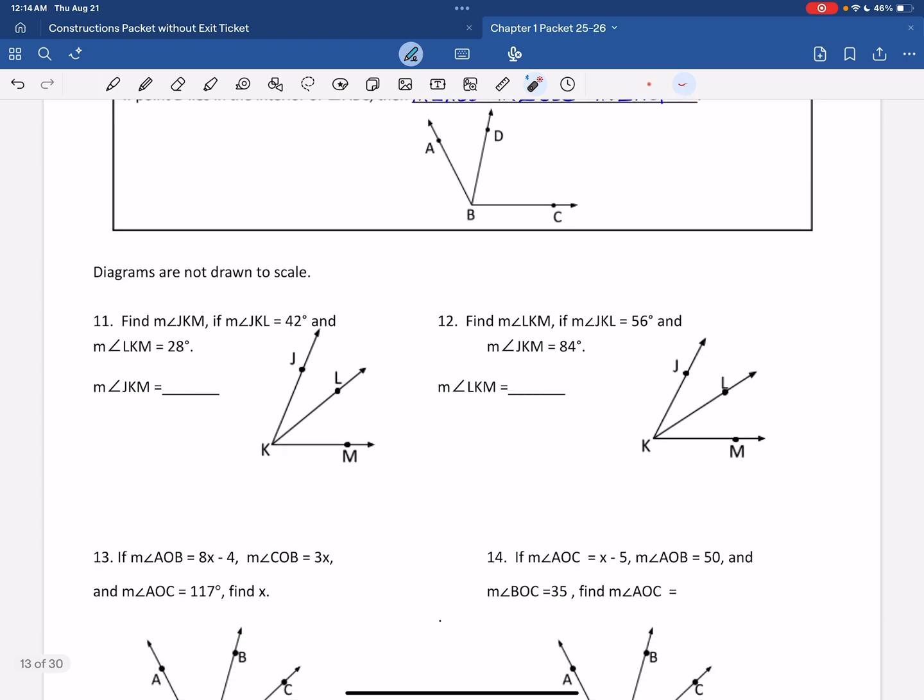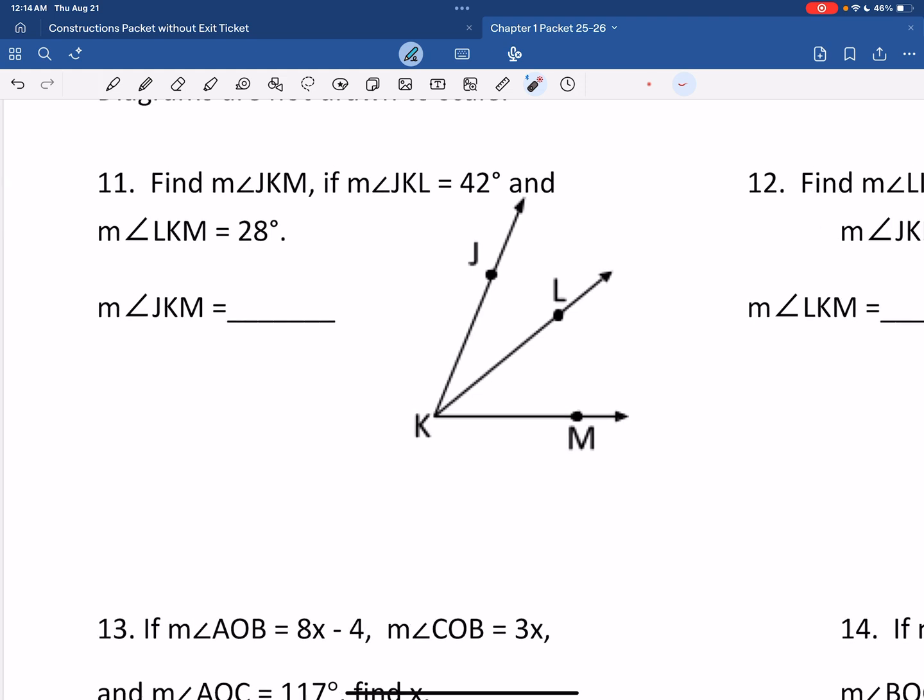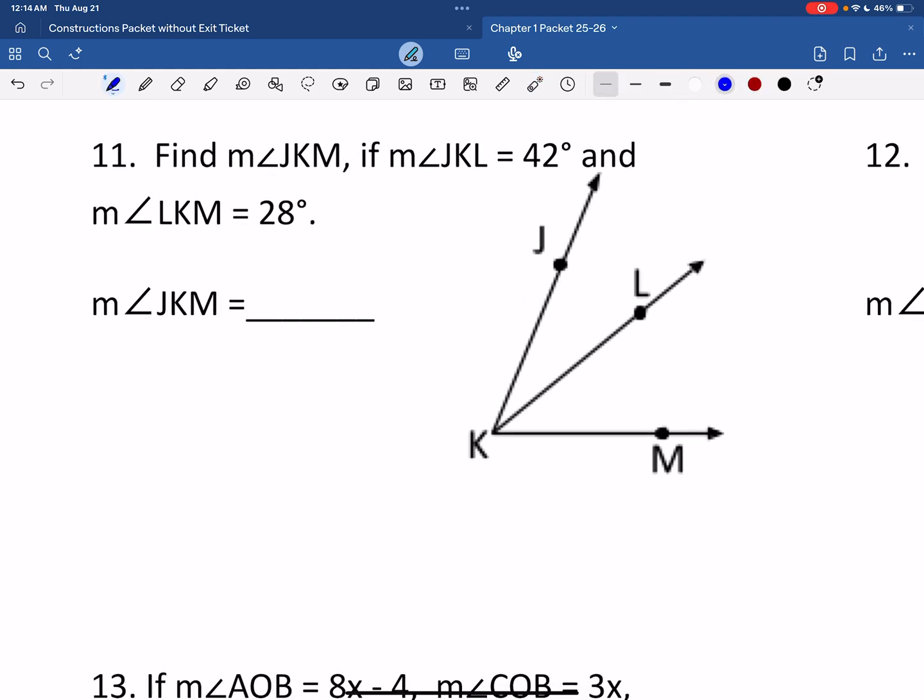Okay, so let's go ahead and solve these problems. Give this a shot. I'm going to do 11, then you can do 12. So first off, let's write our equation. We're going to say the measure of angle JKL plus the measure of angle LKM is equal to the measure of angle JKM.